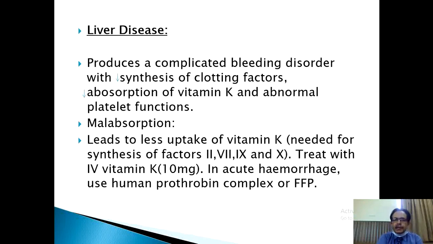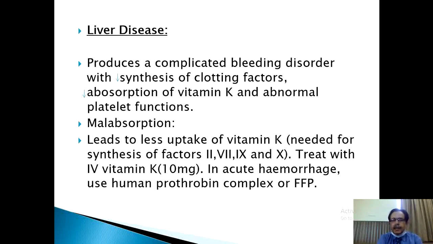The other diseases which can present like acquired hemophilias include liver diseases and malabsorption. In liver disease, there is a complicated bleeding disorder because of decreased or poor synthesis of the clotting factors, which are factors 2, 7, 9 and 10, because of poor absorption of vitamin K, and also because of abnormal platelet functions.